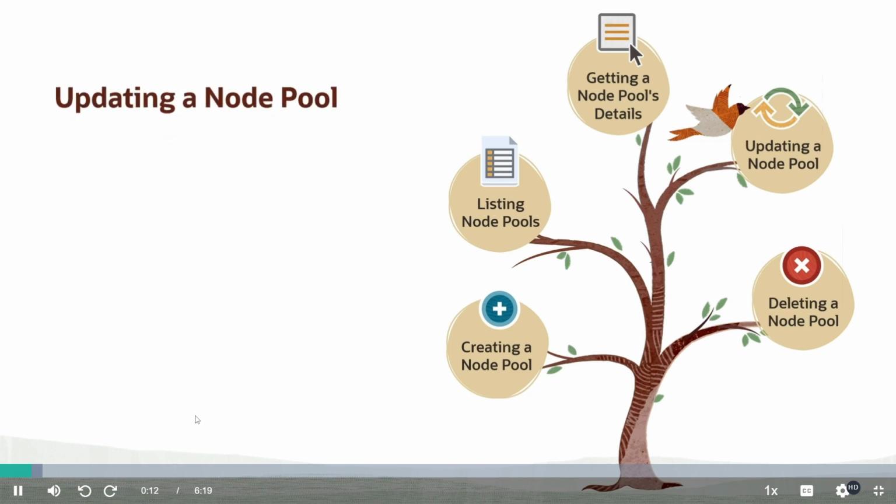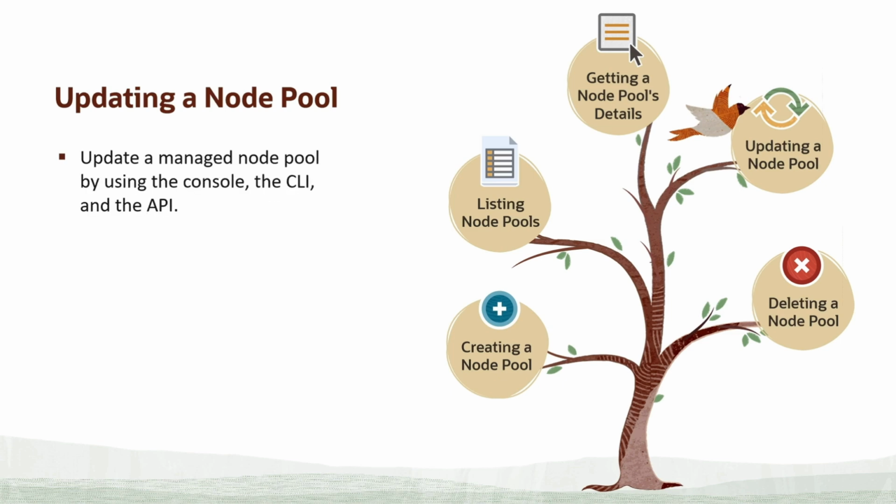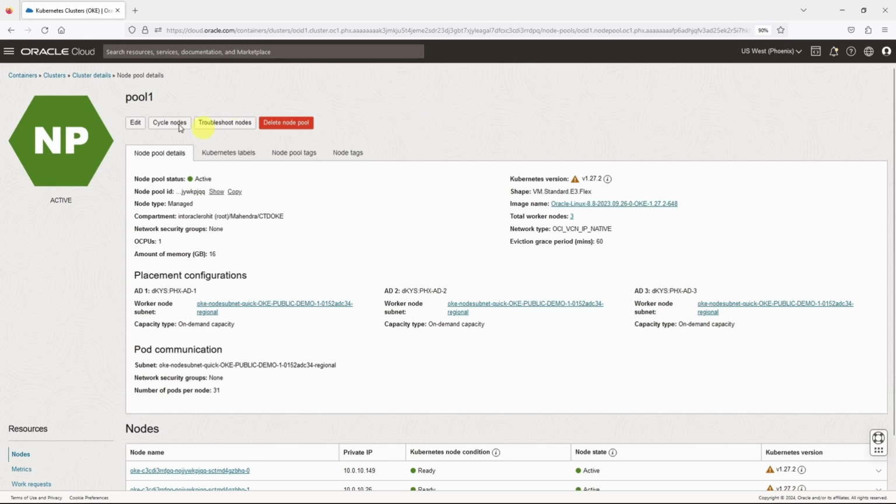Effective node pool management involves regular updates. Modify a managed node pool seamlessly using console, CLI or API. Adjust properties of both node pool and worker nodes to ensure optimal performance and resource utilization. To edit a node pool property, you can click on the Edit button.